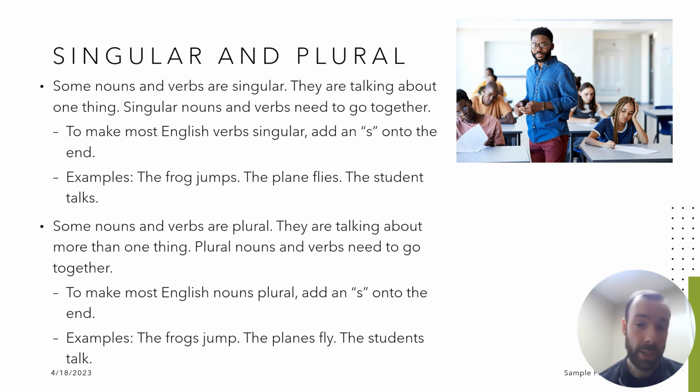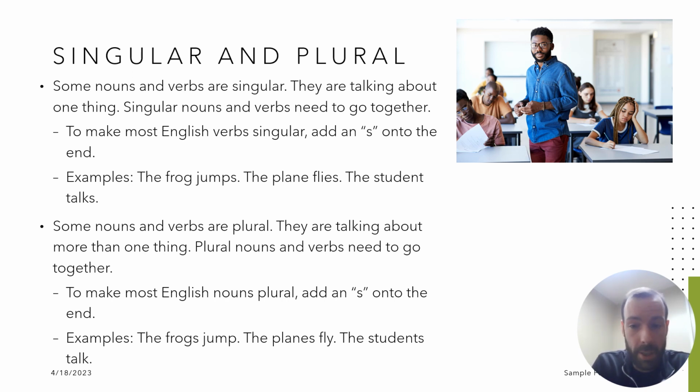To make most English nouns plural, we add an S onto the end. And to make English verbs plural, we do not have an S on the end. So here are some examples. The frogs jump. The planes fly. The students talk. You can tell that the nouns or the subjects have S's on the end. The verbs do not.